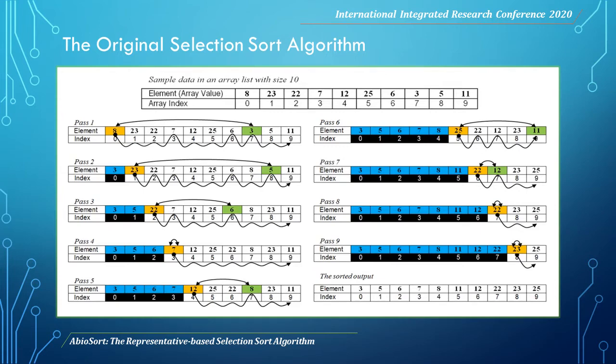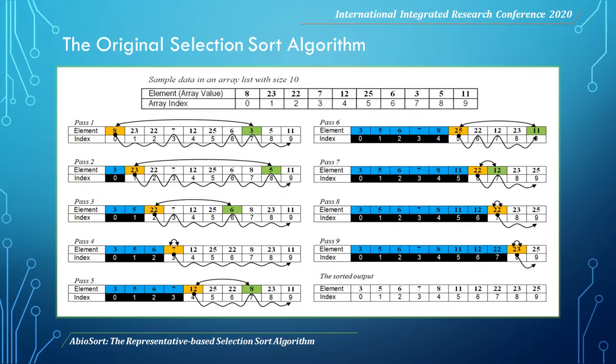Notice that in each pass, only one element in the list is correctly positioned. Thus, the unsorted portion of the list is only reduced by one, where the algorithm will traverse again to find the next smallest value. This made the algorithm inefficient, especially when the input size of data is already large.